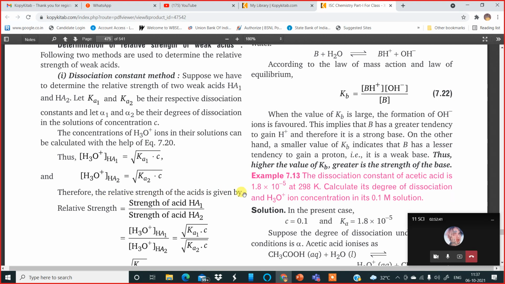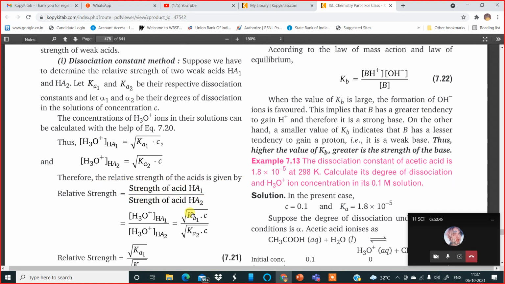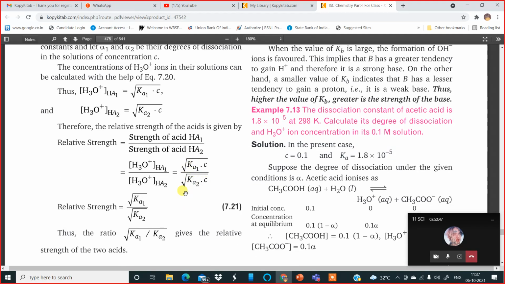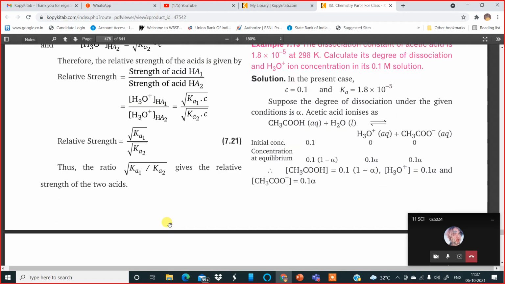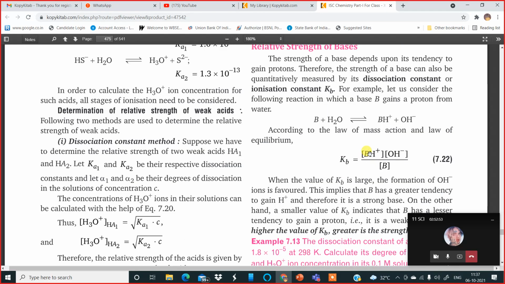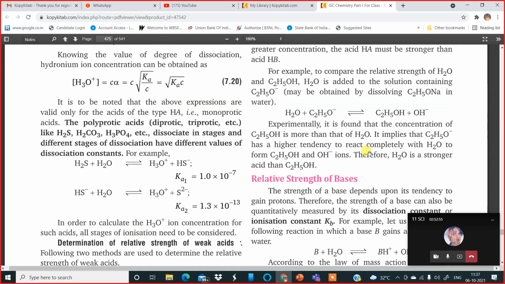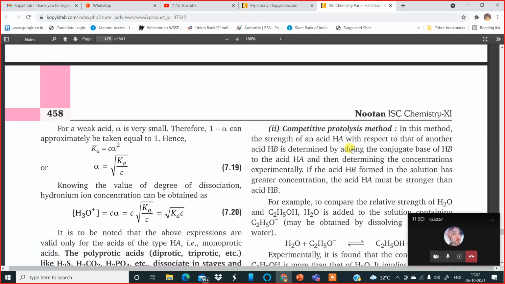The relative strength of the acid is given by strength of acid 1 divided by strength of acid 2. Put the values in the formula, and you can work out the answer. So the ratio gives you the relative strength of the two acids. Based on this, we can further also determine by another method, which is called the competitive protolysis method.